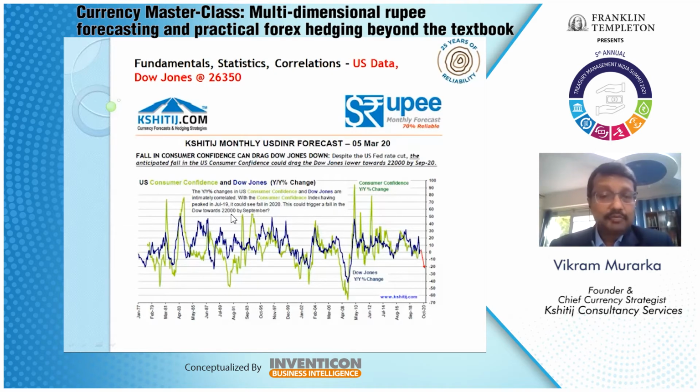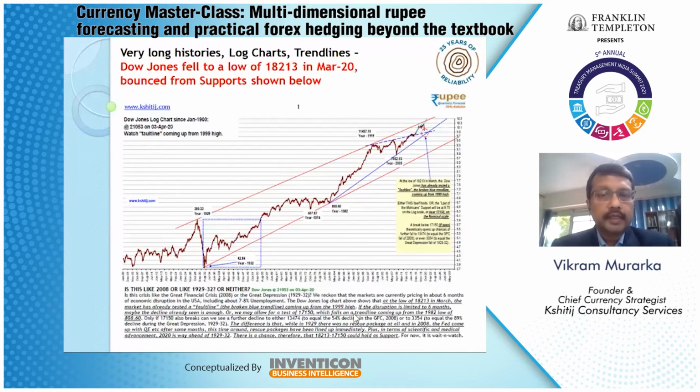And let me now take you to the next chart. Now let's see what actually happened. The Dow Jones actually fell by the end of March 20, within March 20 itself, to a low of 18,213 because the coronavirus hit big time. Okay, but now this chart is again a very long history using log charts and trend lines.